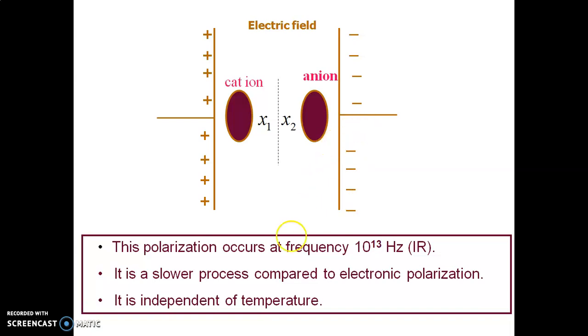So this polarization occurs normally at a frequency a little less than the electronic polarization, that is in the order of 10 power 13 Hertz. That is considered in the range of IR, IR meaning infrared. It is a slower process compared to the previous one, that is electronic polarization, and it is independent of temperature. You can remember.